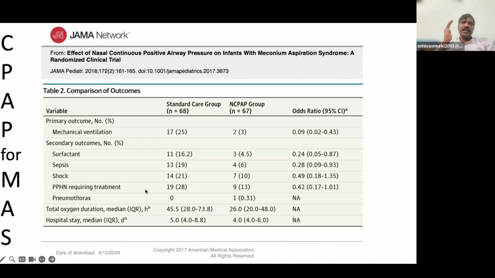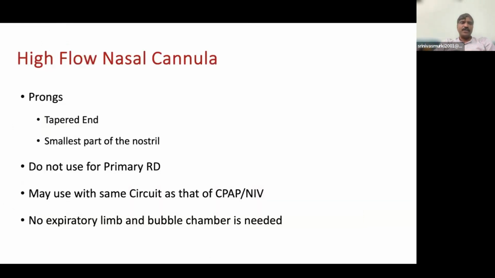So when we have studied the need for CPAP in MAS, we have realized that if you start early CPAP compared to oxygen, you can decrease the need for surfactant, you will decrease PPHN, you will decrease the need for ventilation. In many of these, you can see here that 3% versus 25% is a huge difference when you start early CPAP for MAS babies.